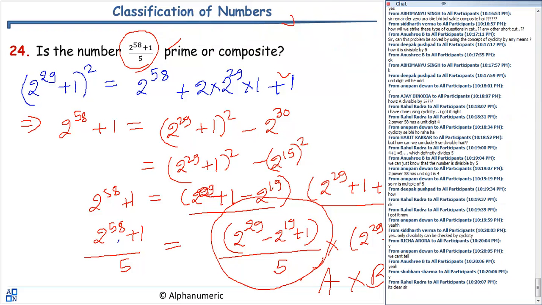ठीक है ना? This is 2 raised to power 29. Divide कर लो यार 2 raised to power 29 को. क्या होगा? 2 raised to power 10 into 2 raised to power 10 into 2 raised to power 9 minus 2 raised to power 19 क्या होता है? 2 raised to power 10 into 2 raised to power 9 plus 1. 2 raised to power 10, 1024. And I think now you can divide it: 1024 into 1024 into 512 minus 2 raised to power 10 is 1024 into 2 raised to power 9 is 512 plus 1.